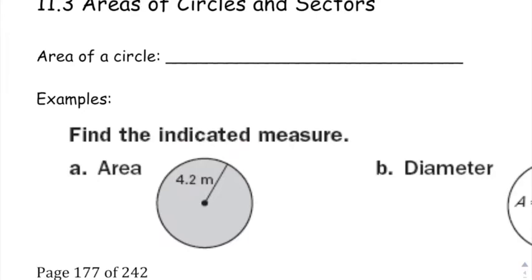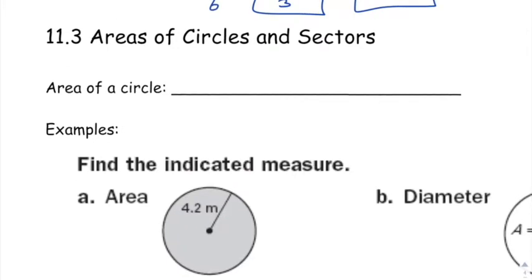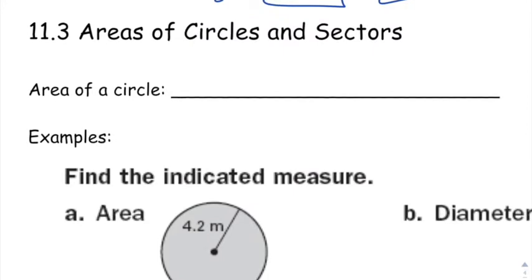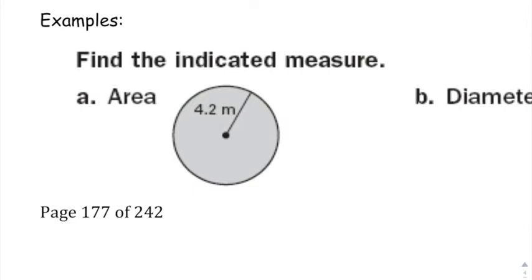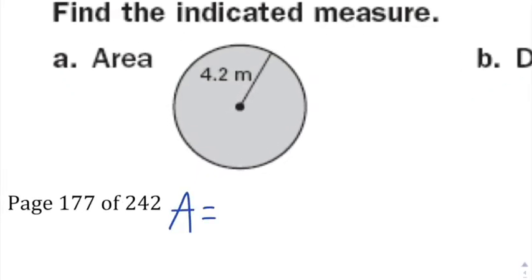Alright, here we go. We got another one. We got area of circles and sectors. Alright, so first of all, just to recap, area of a circle, here's your formula for that, pi r squared. Okay, so we'll go ahead and find the area of a couple of circles here. So it should be review.